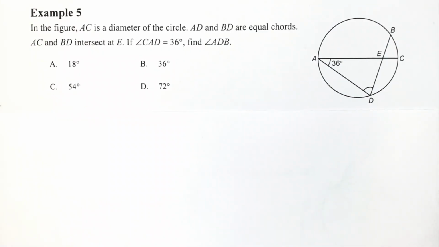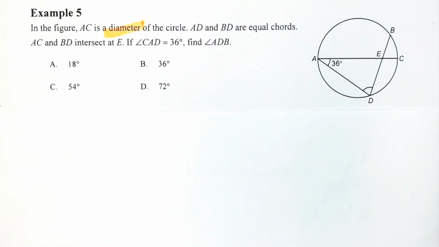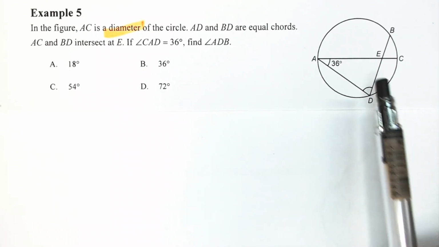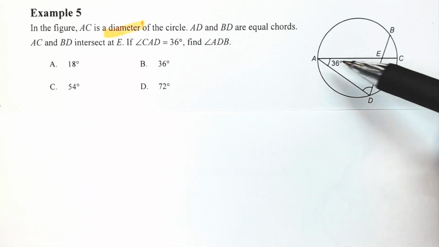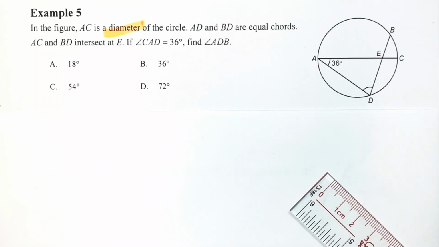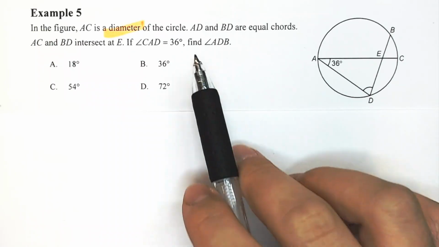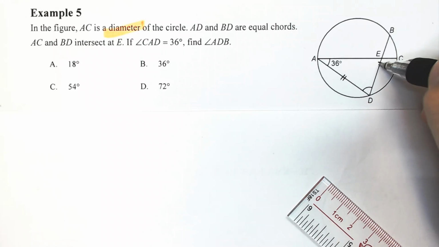Now example 5. Example 5, AC is a diameter of the circle. For diameter, you need to think about angle in semicircle or something related to center of circle. But there's no center of circle given, so we may focus on the angle in semicircle. And also, there's no such triangle constructed, so we need to add some lines, but we don't know which line should be added. Now, AD and BD are equal chords.